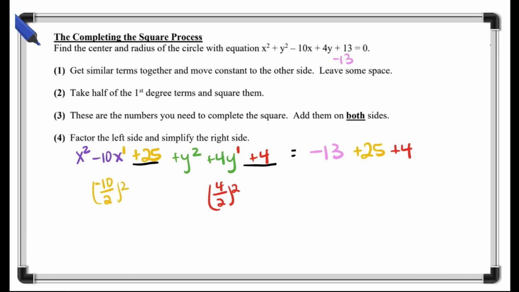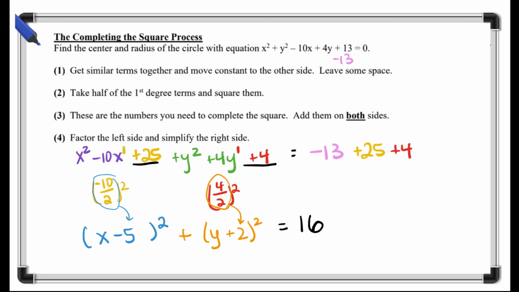So now we can factor our left side and then simplify our right side. So you've got our x and then our minus 5, because again, remember this was the term that will help us to factor. And then we've got our plus, and then our y plus 2, and then we squared it. So again, our 4 divided by 2 was getting us that plus 2. And then if we simplify the right side, we're going to get 16. So here we have an equation of our circle in standard form.